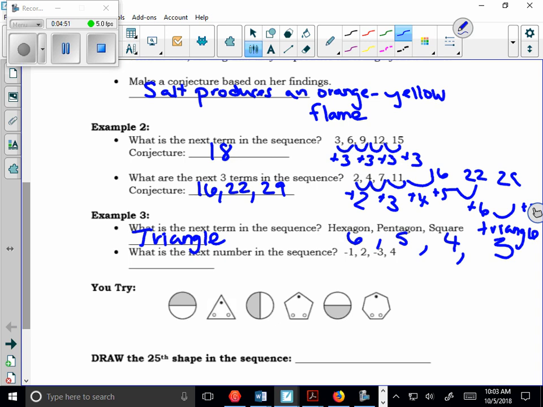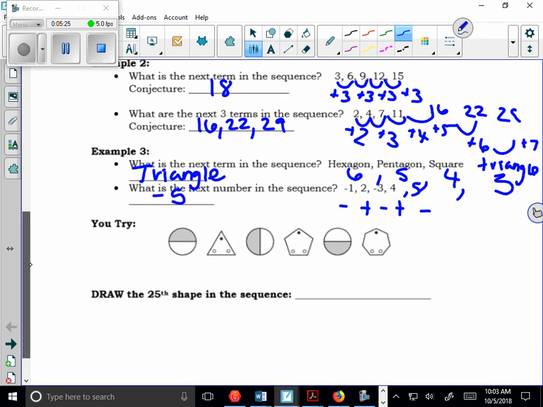Another one with numbers. Next term in this sequence. I go from -1 to 2 to -3 to 4. I'm noticing a pattern here that my digit is going up, but I'm alternating between positive and negative. So if my first one's negative, my second one's positive, my third one is negative, my fourth one is positive, my next in the sequence is going to be negative. And I said my digit's going up by 1 every time, so it's going to be a 5. So my conjecture is -5.